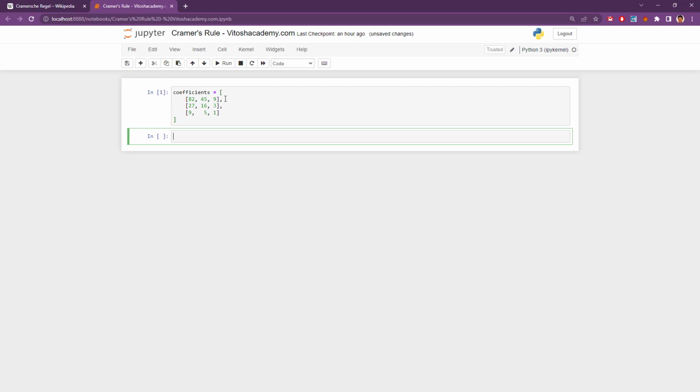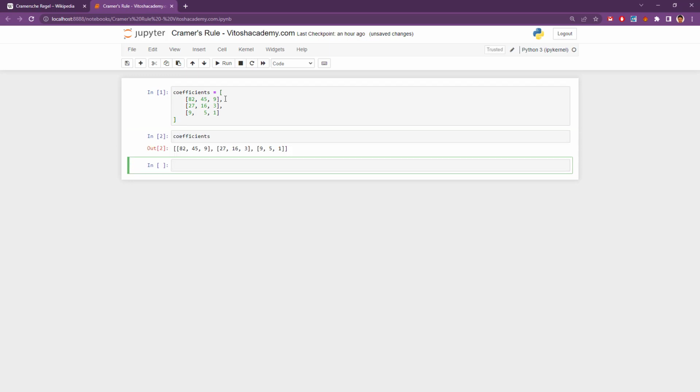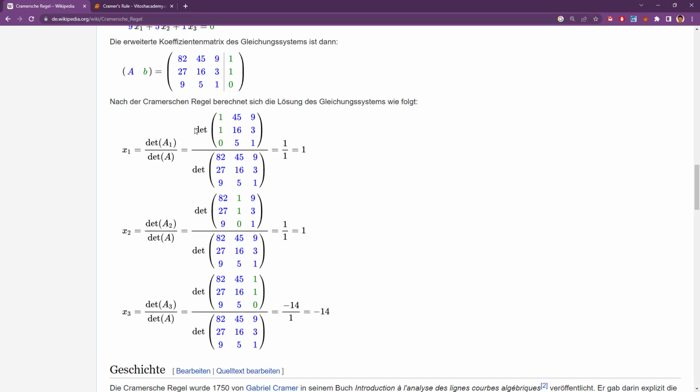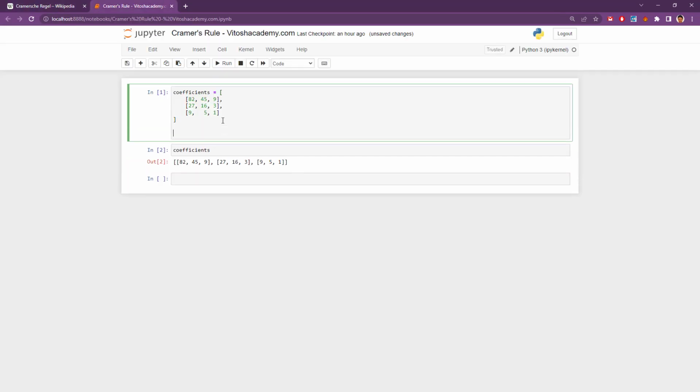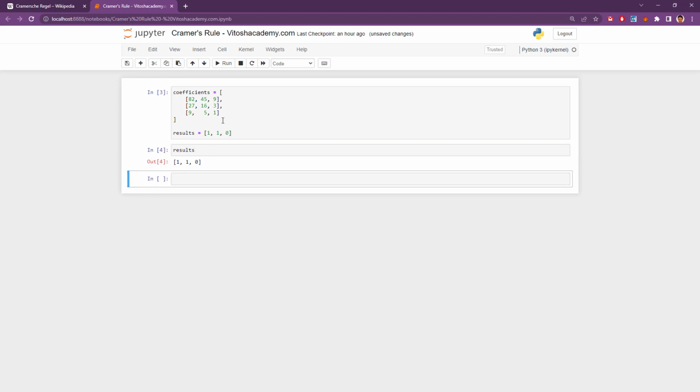Like this. And if we of course ask for the coefficients, we'll see them clearly. So 82, 45, 9, 27, 16, 3, 951. Yes. And I'll introduce a second one, it will be called results. It will be equal to 110. And if we want to call it, yeah, that's it.